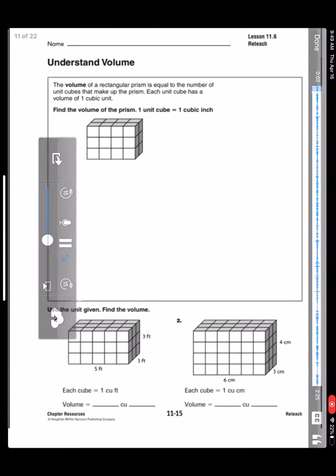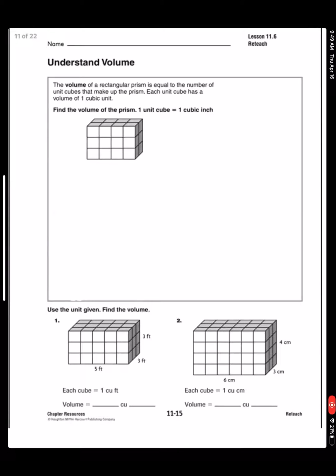that something takes up. So when we work with volume, one way to find the volume of a figure is to count the unit cubes. Each unit cube has a volume of 1 cubic unit. So let's look at the first figure.